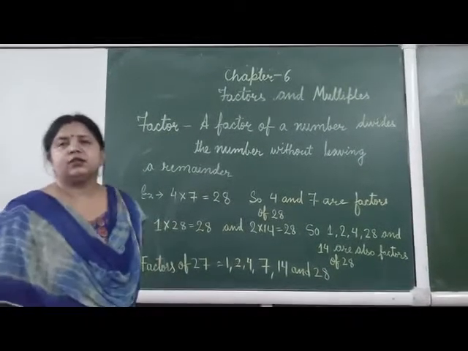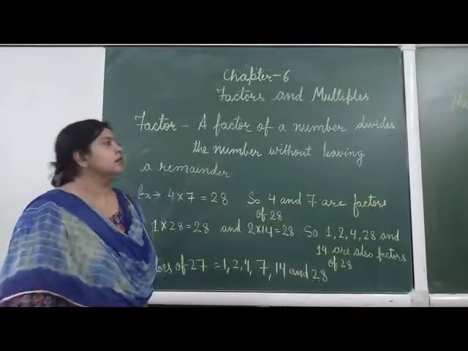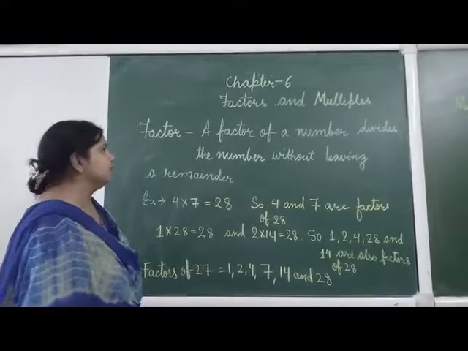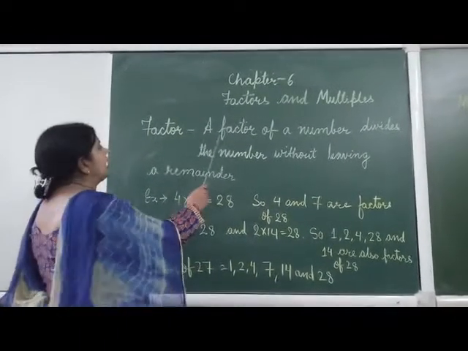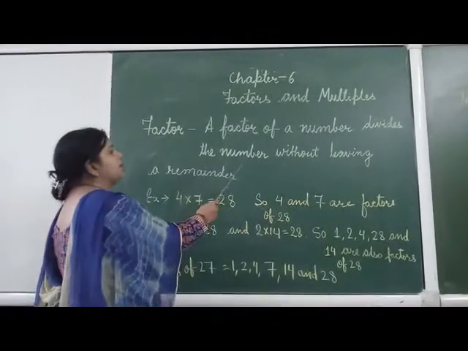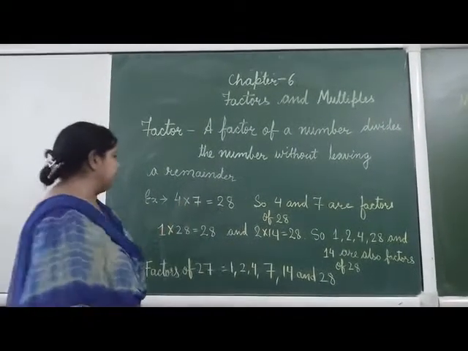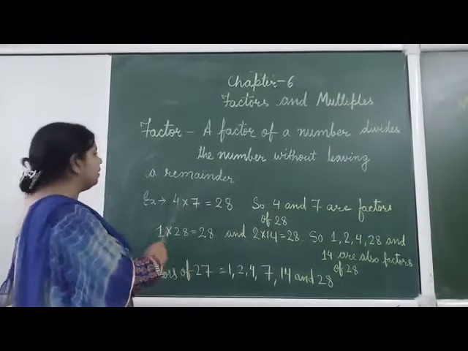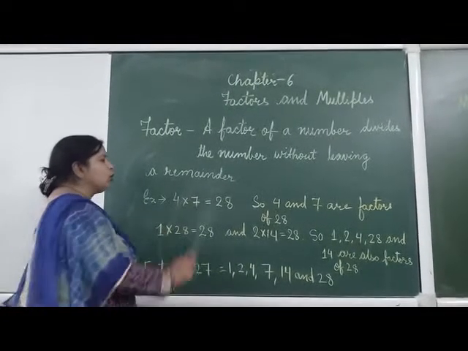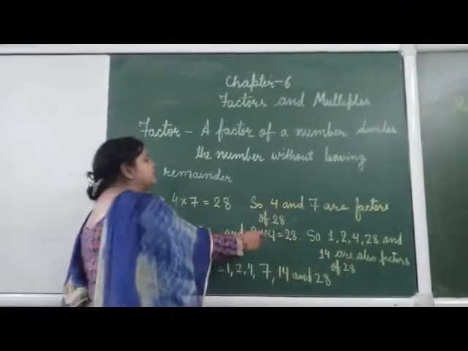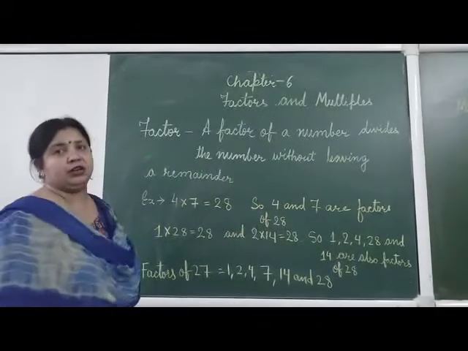Good morning students. Today I will start chapter 6, Factors and Multiples. Factor: a factor of a number divides the number without leaving a remainder. Like 4 multiplied by 7 equals 28, so 4 and 7 are factors of 28.